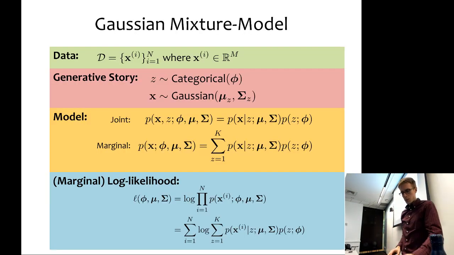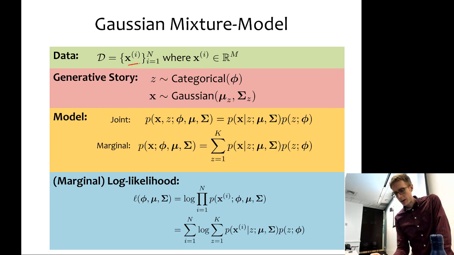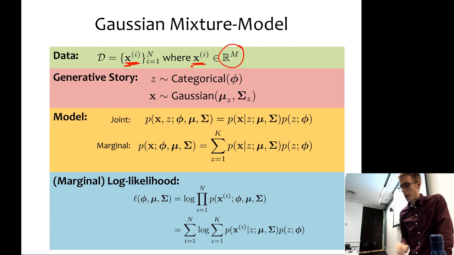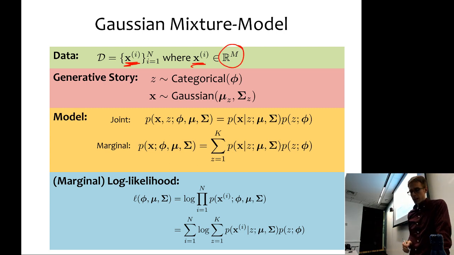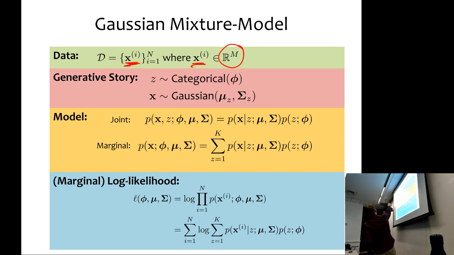So a Gaussian mixture model is one where we assume that we have n data points, and each data point is in m-dimensional space. And the generative story is you draw some cluster label for each point.